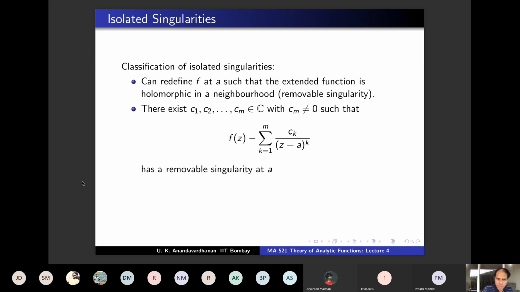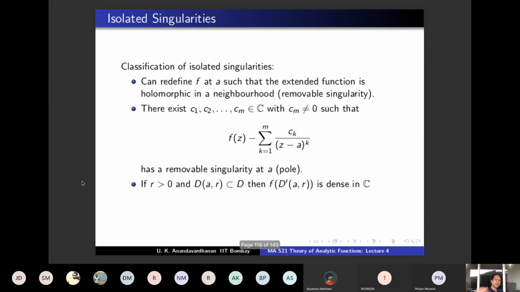If that happens, if your singularity a has the property that you can find finitely many complex numbers so that when you subtract this out, the singularity at a becomes removable for this new function, then you say that it's a pole. Okay? This is the definition of a pole.